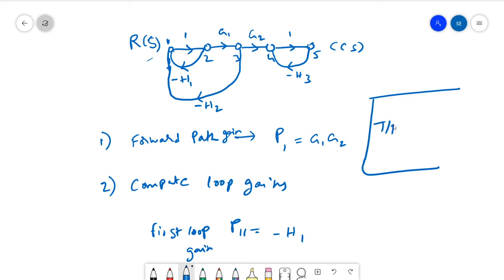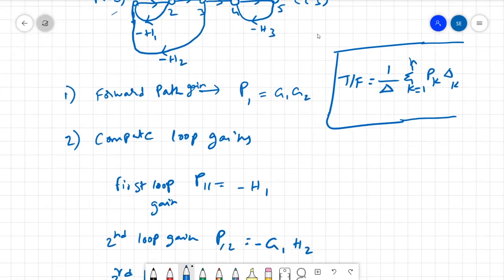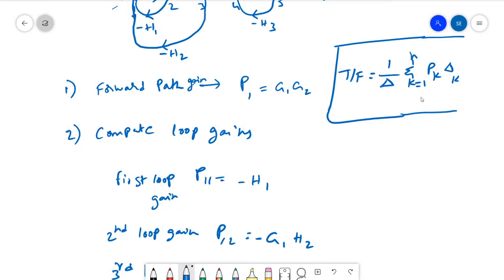Mason's gain formula is TF equals 1 by del into summation k equals 1 to N, Pk and del k, right? In the PPT I gave the same thing, but instead of P I mentioned it as I, and instead of k I mentioned it as i. That representation could be anything, but the formula remains the same.